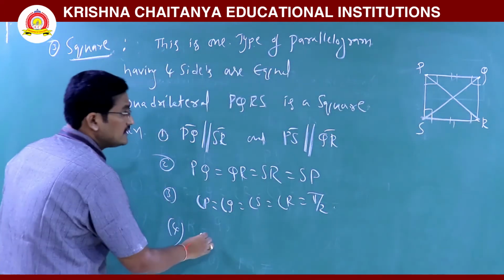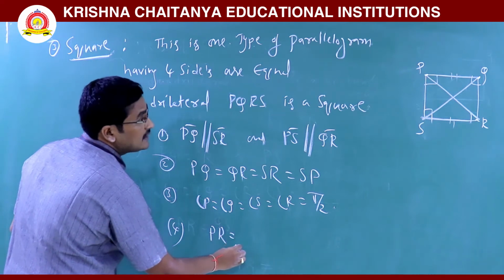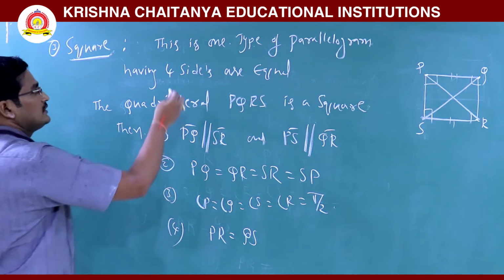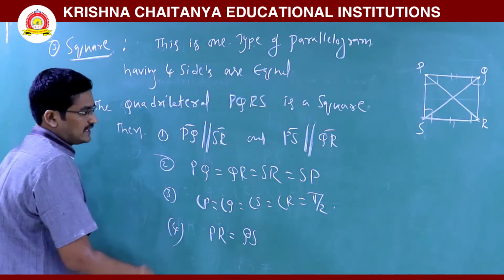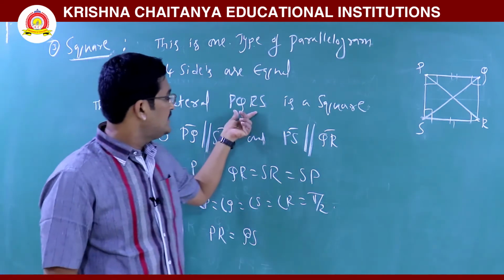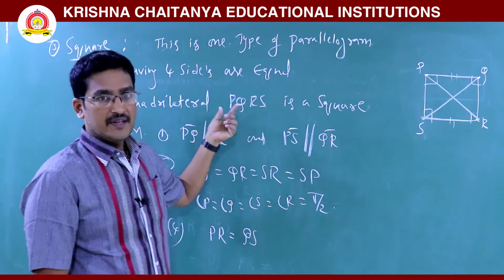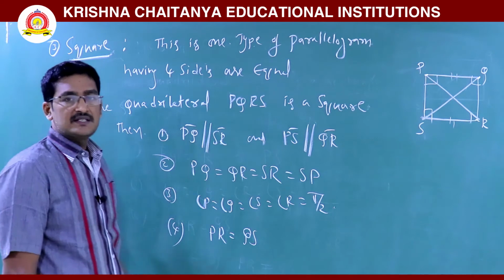That means here PR is equal to QS. If this quadrilateral PQRS follows these four conditions, then you have to say that PQRS is a parallelogram, it is a square. Next, let me explain one more various type of parallelogram, which is called rhombus.